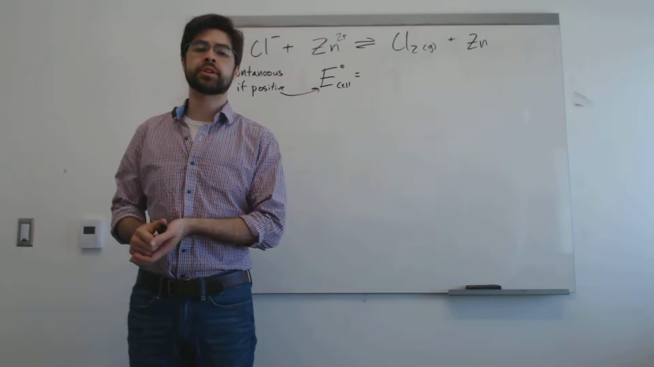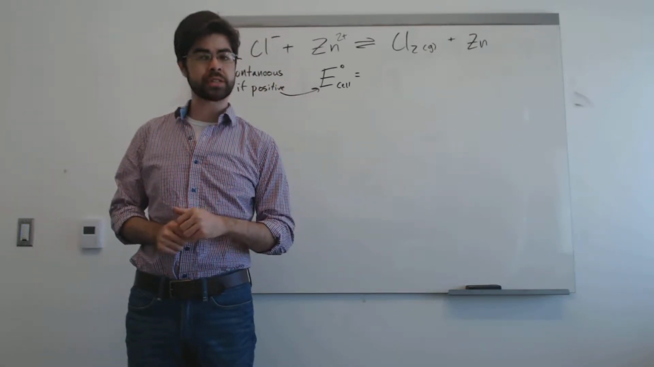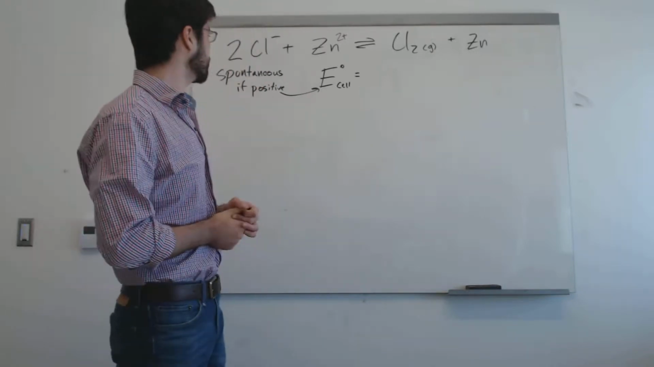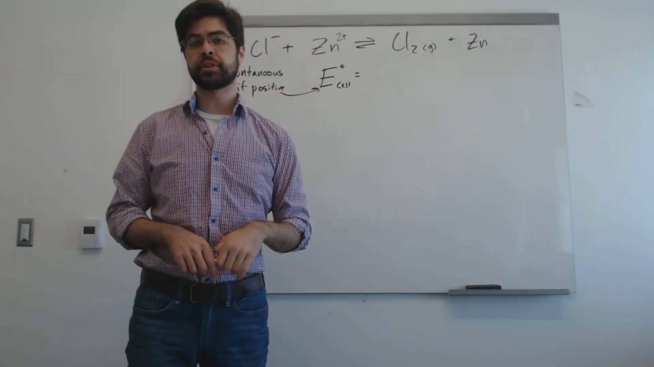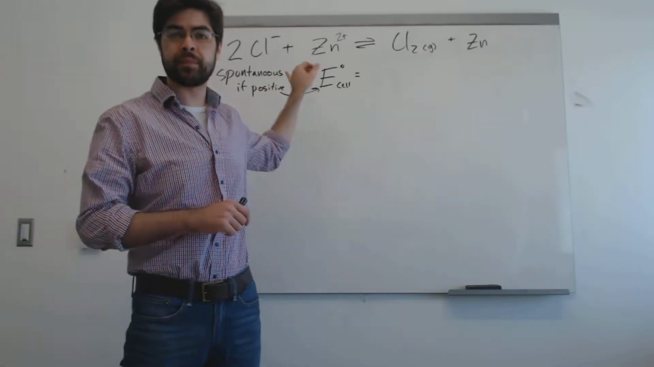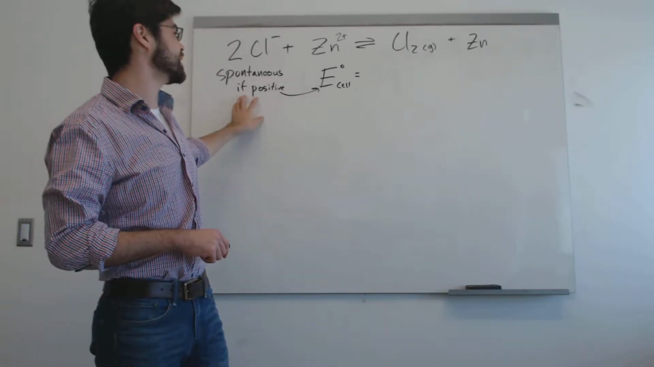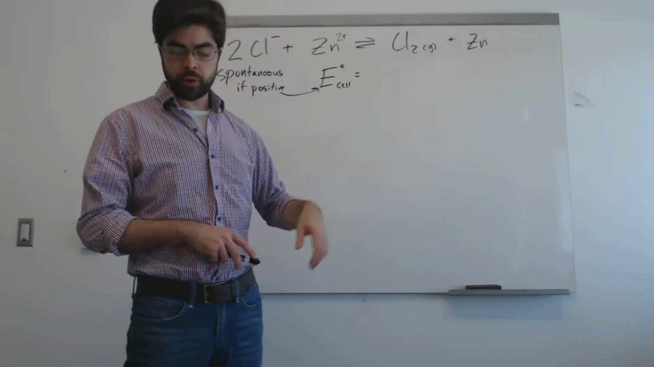You could have made that prediction by looking at delta G's of formation, just like you would have done previously. Or you can make a prediction by trying to calculate the cell potential that you would have for an electrochemical cell based upon this reaction. And we'll say that the reaction would be spontaneous if you predict that you have a positive cell potential for the reaction as given.